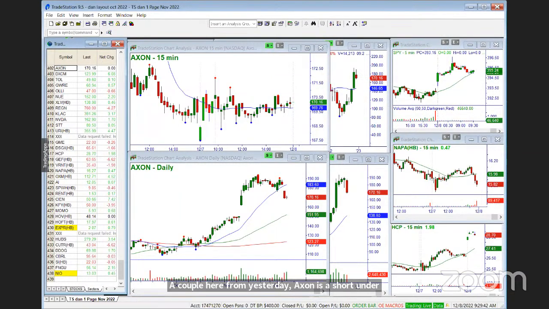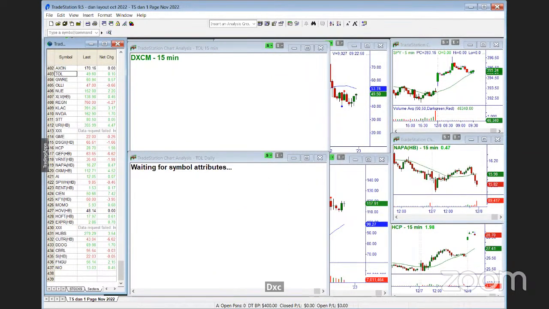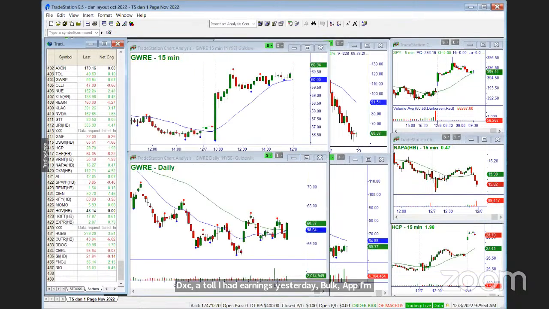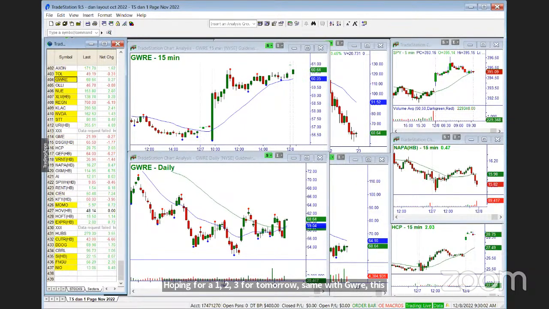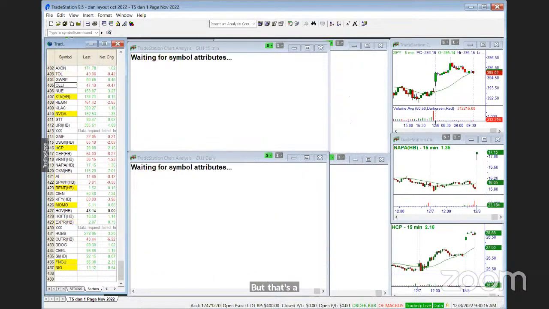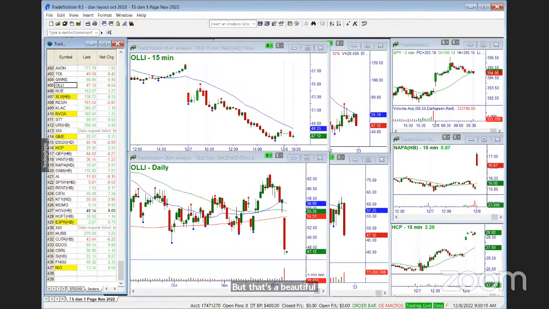DXCM. Toll had earnings yesterday, bull gap. I'm hoping for a 1, 2, 3 for tomorrow. Same with GWRE. This is a beautiful end of day base. Up in the morning, little gap negated on earnings. That I like it better even for a day trade if it didn't have this resistance right here. But that's a beautiful 15-minute chart. Ollie North had earnings yesterday. I'm going to keep an eye on.